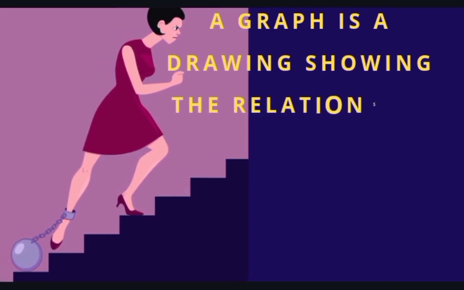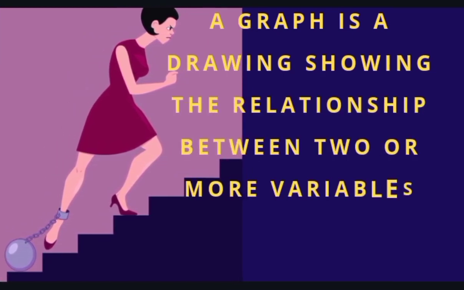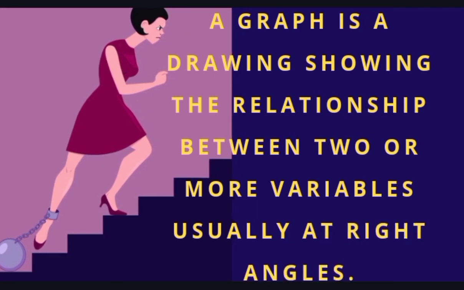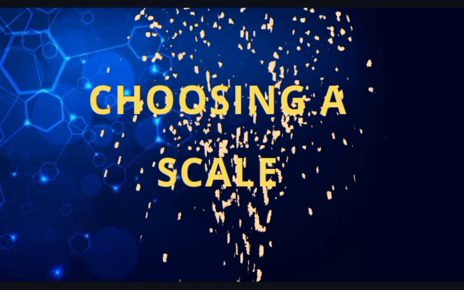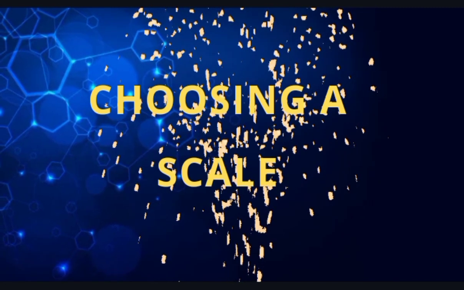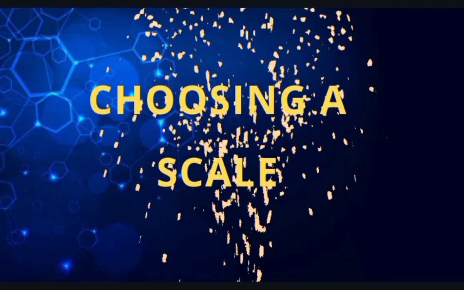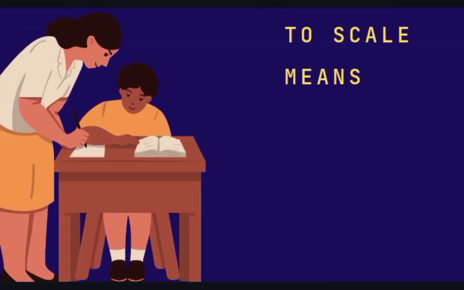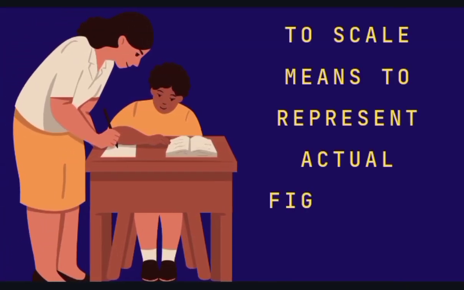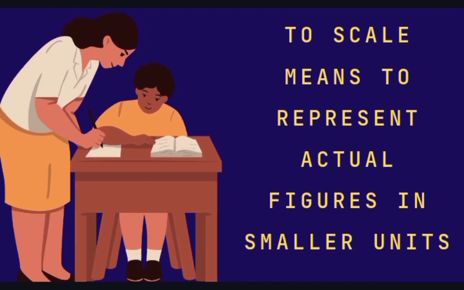Now a graph is a drawing showing the relationship between two or more variables, usually at right angles. Okay, so this is of course what the graph sheet looks like, and this is what we'll be using to work. Now in plotting a graph, the first step is choosing a scale. Now why do we choose a scale? And first of all, you may ask, what is a scale? Now to scale means to represent actual figures in smaller units.